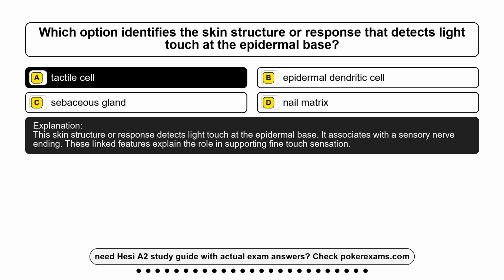This skin structure or response detects light touch at the epidermal base. It associates with a sensory nerve ending. These linked features explain the role in supporting fine touch sensation.